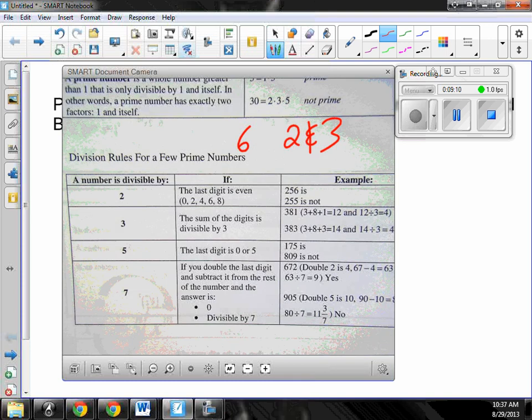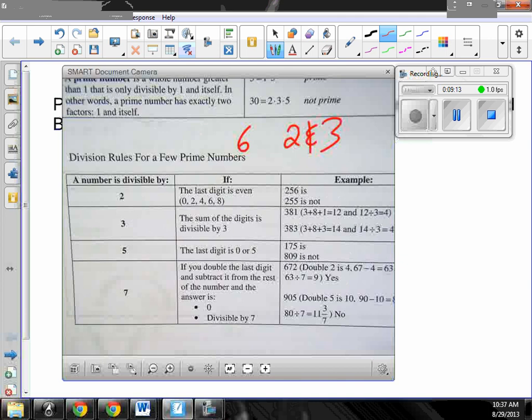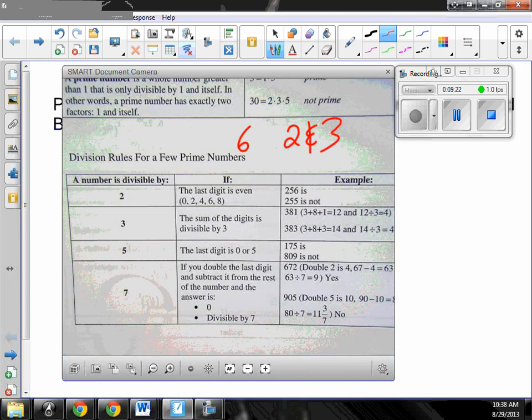And there's this funny rule with a 7. If you double the last digit and subtract it from the rest of the number, and the answer is either 0 or divisible by 7, then the whole number is divisible by 7. My recommendation is, if you think it's a 7, try a 7, which is a lot faster than doing this. So there is a funny rule for a 7, but it's kind of hard to do, so don't worry about it.